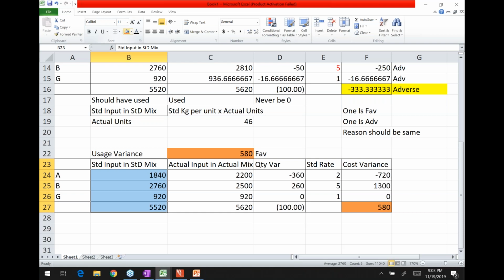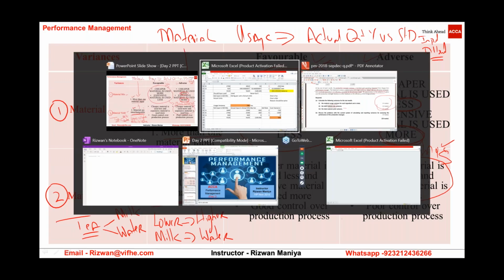Okay, so friends, I hope this is clear. The trick is clear. The first column of yield and the second column of mix will give you usage variance in a very short period of time. So I hope this is clear. Now, let's move back to the next part.